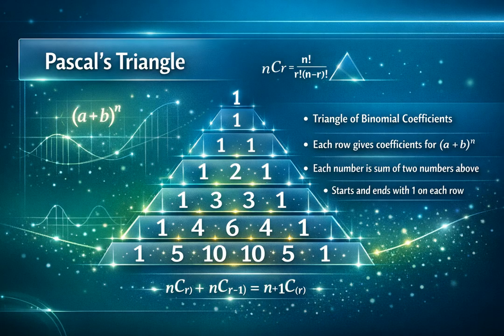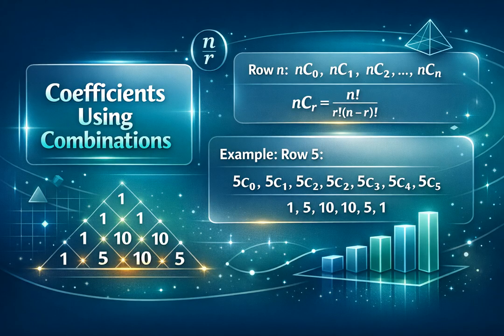Pascal's triangle is a beautiful arrangement of numbers. Each row gives the coefficients for expanding (a + b)^n. The triangle starts with 1 at the top. Each number below is the sum of the two numbers above it. Every row starts and ends with 1. This pattern continues indefinitely.